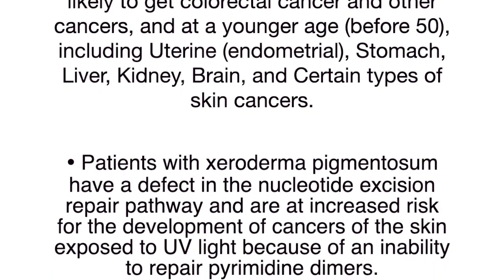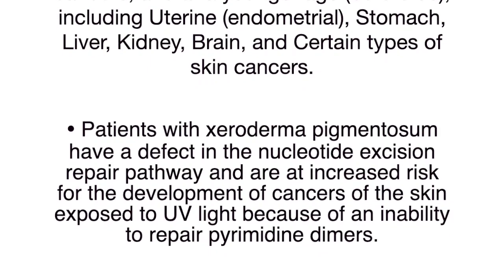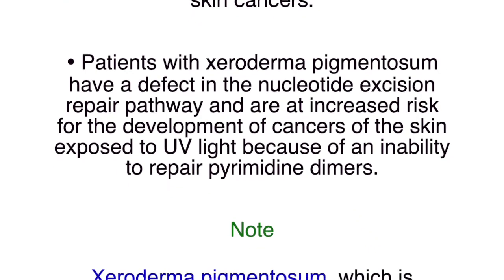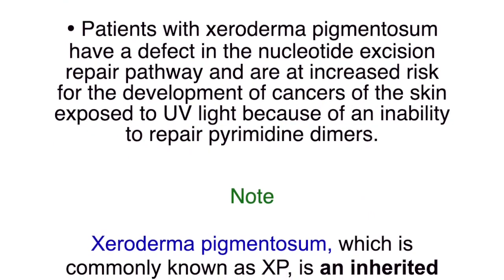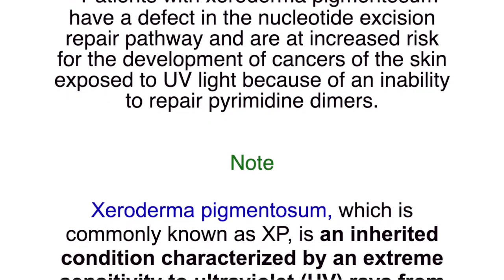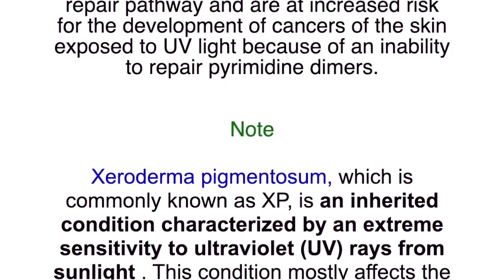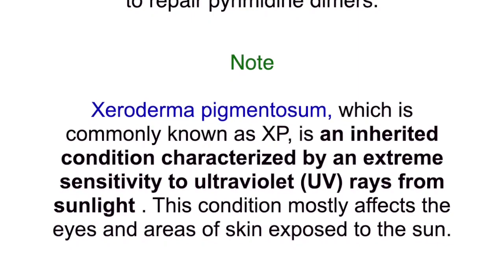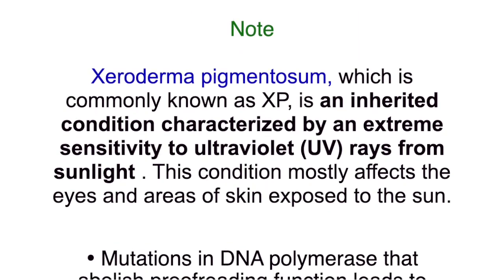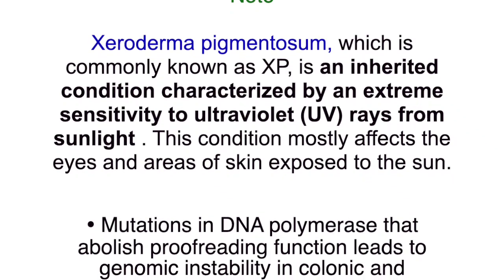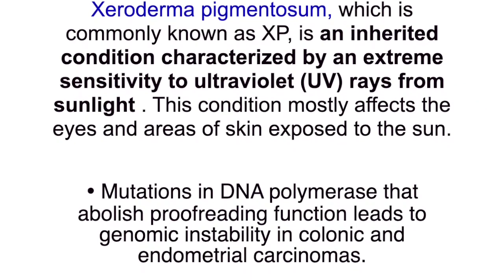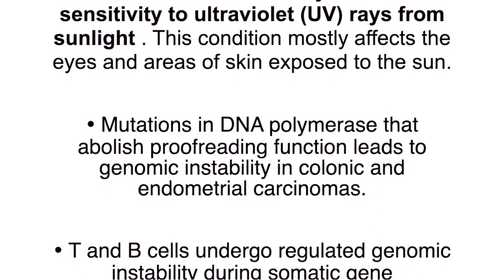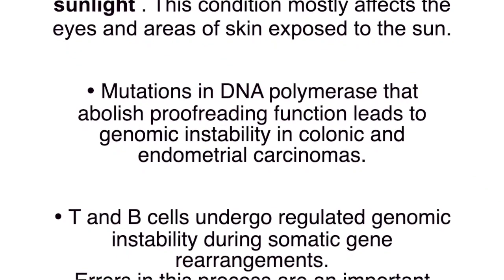Patients with xeroderma pigmentosum have a defect in the nucleotide excision repair pathway and are at increased risk for the development of cancers of the skin exposed to UV light because of an inability to repair pyrimidine dimers. Note: Xeroderma pigmentosum, commonly known as XP, is an inherited condition characterized by an extreme sensitivity to ultraviolet rays, that is UV rays, from sunlight. This condition mostly affects the eyes and areas of skin exposed to the sun.